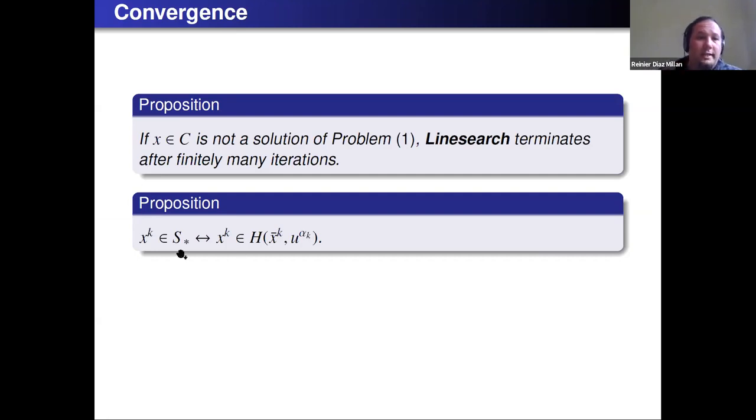The second proposition is that, as I told you, if the hyperplane cannot separate the current point from the solution set, it is because you are in the solution set. That is why Sk is in the solution set if and only if Sk belongs to Hk. Okay, if you cannot separate it, it is because this belongs to the solution set.